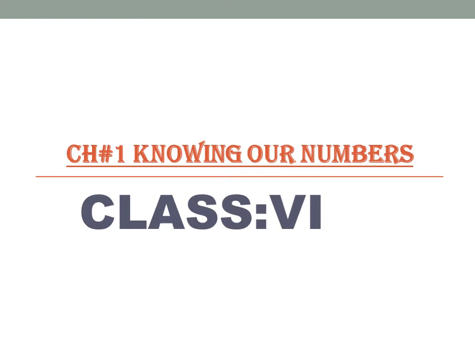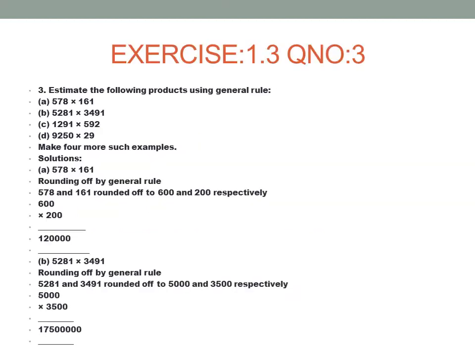Today we'll learn about knowing our numbers from class 6th. Exercise 1.3 question number 3, estimate the following product using general rule. As we have done in the previous question, estimating and summing up the numbers, estimating and finding out the difference. Now here we have to find out the product. The first one is 578 into 161.